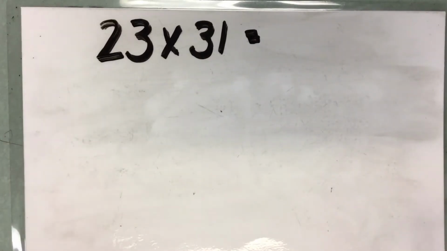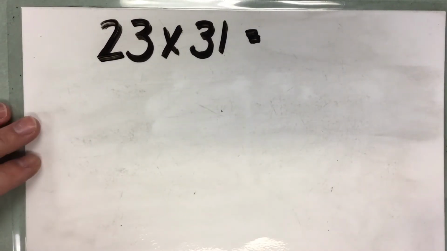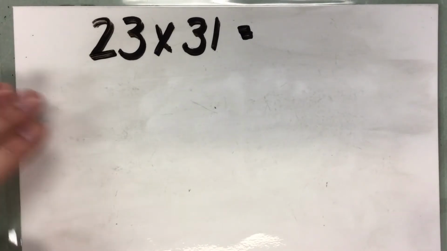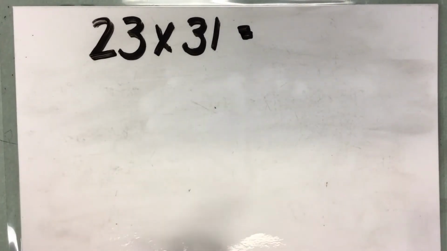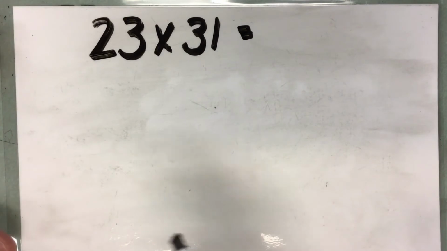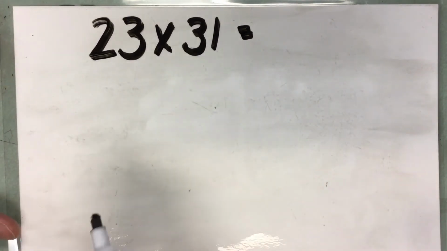For this next example, we're going to be connecting the area model to the standard algorithm. So let's go ahead and work on this problem. As we work out this problem, I want you to follow along on your paper or your dry erase board so you can show your teacher. So we have 23 times 31.